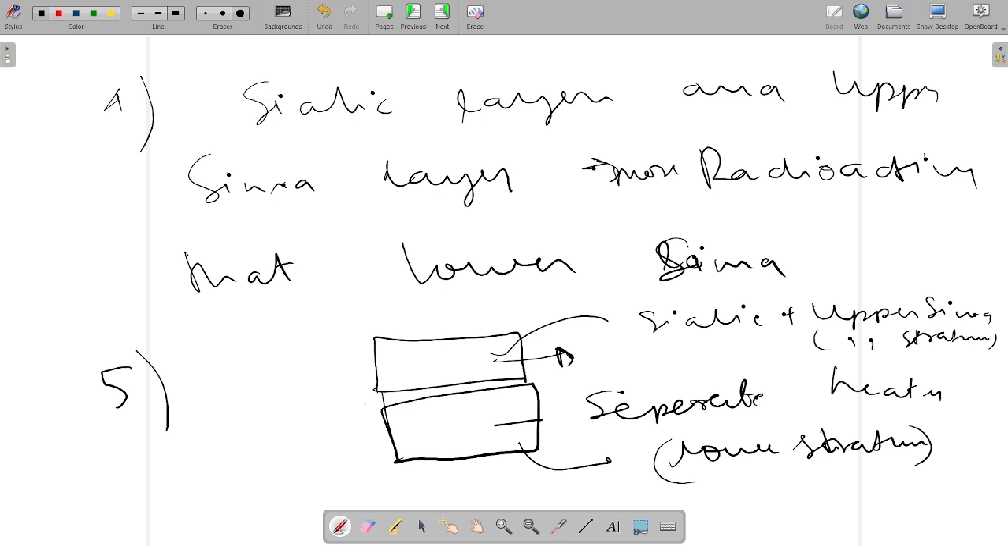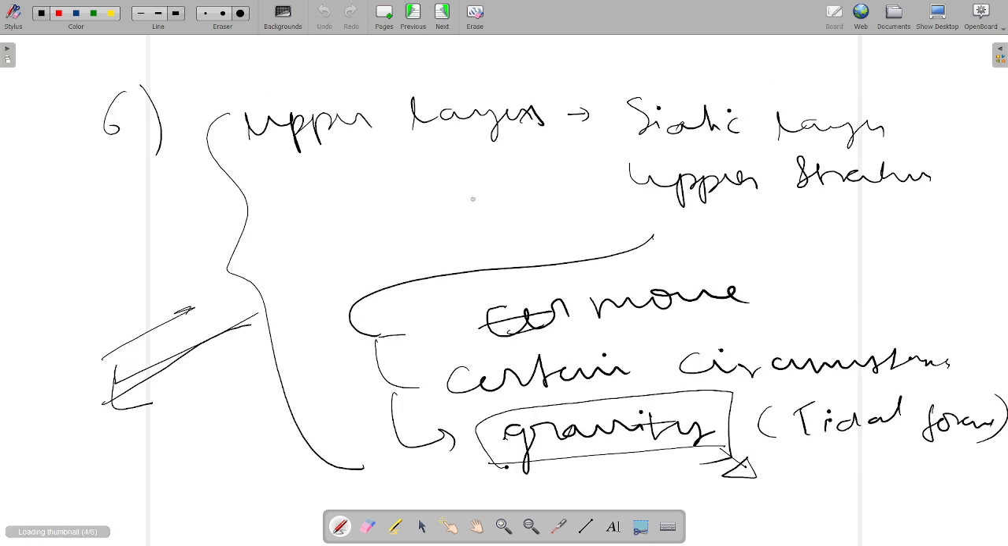The Sialic layers and upper Sima are more radioactive than the lower Sima, and the heating of the upper layers of the earth takes place in two separate ways. The Sialic and upper Sima get heated in one way, and the lower Sima gets heated in a separate way. And yes, the upper layers, the Sialic layer and the upper Sima, also known as upper stratum, can move under the influence of gravity under certain circumstances. So let's move on to the theory.